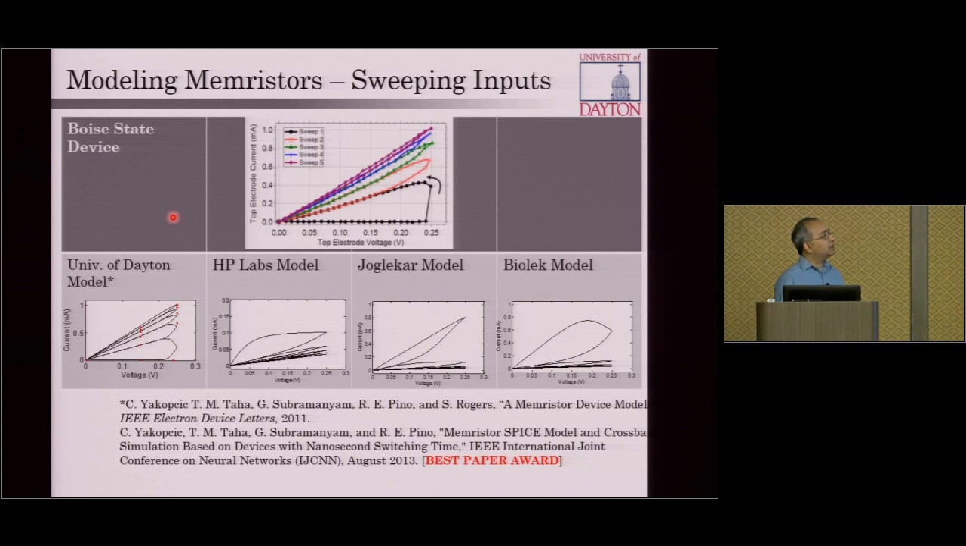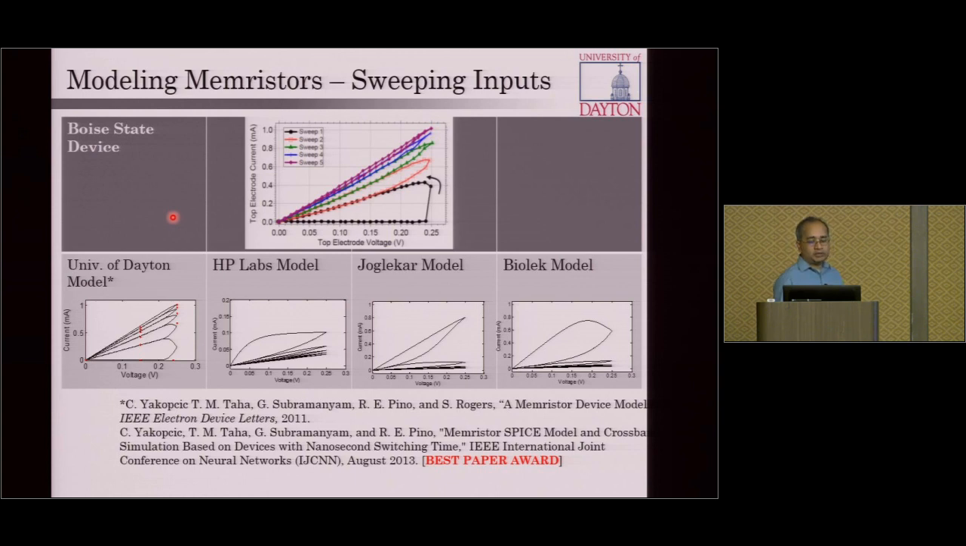Here you see the same device with pulsed inputs. And you notice that what happens over here is that on the first pulse, there's a big change in the resistance. So the vertical axis is current, and so you see a big increase in the current. And then subsequent pulses cause smaller changes in the current. And the models that were available at that time for memristor devices had the exact opposite behavior.